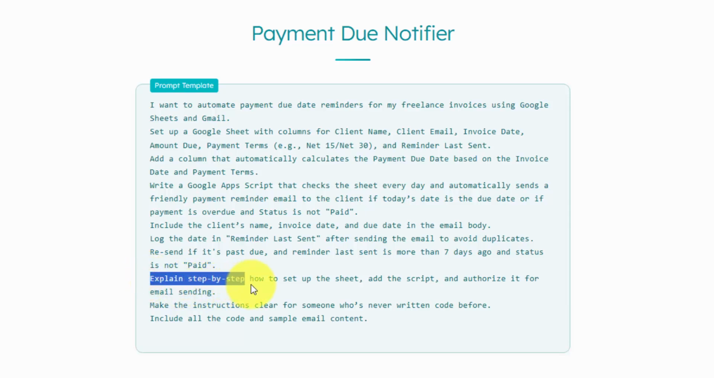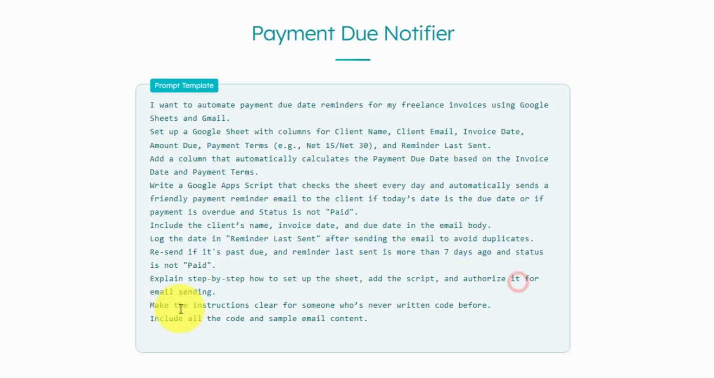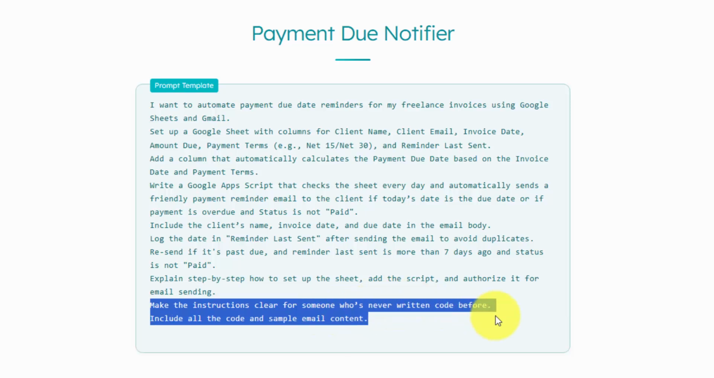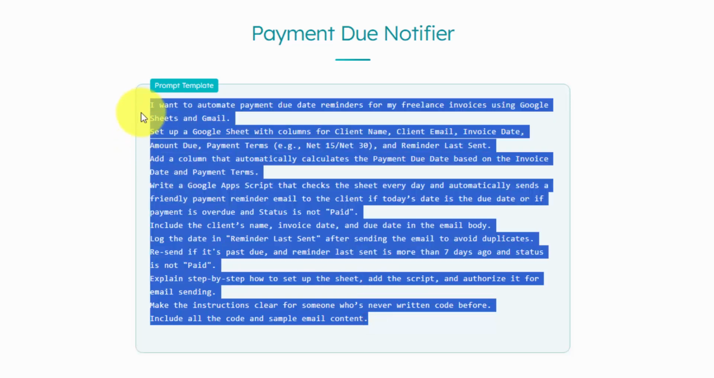I'm pretty familiar with Google Apps Script, but if you're not, I put these last lines in here. Explain step-by-step how to set up the sheet, the script, and authorize it, because you usually have to do that before it starts sending. And I'm asking to make the instructions clear for somebody who's never written code before, and to include all of the code and the sample email content. So let's do this and see what happens.